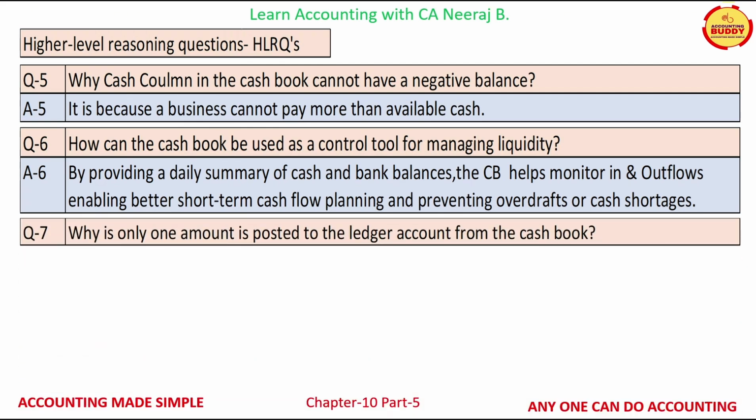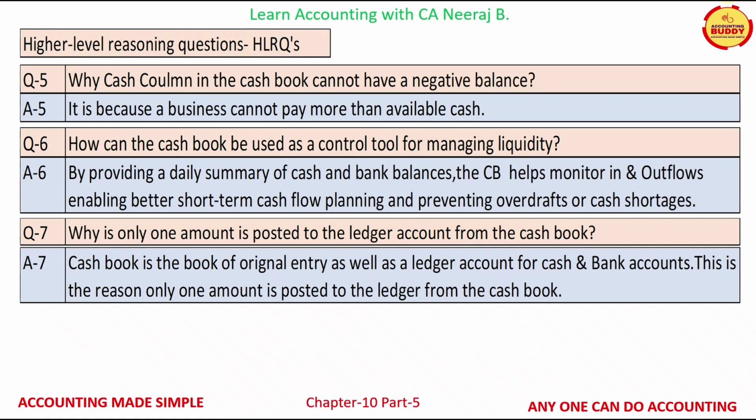Question number 7. Why is only one amount posted to the ledger account from the cash book? And the answer is cash book is the book of original entry as well as a ledger account for cash and bank account. This is the reason only one amount is posted to the ledger from the cash book.